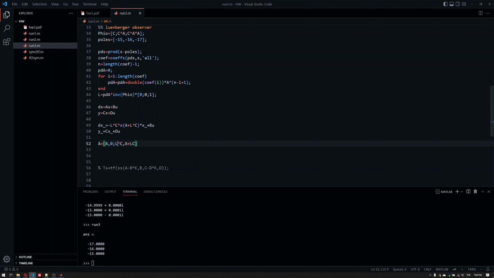I guess we messed up the negative signs here. It should be something like this: LC and A minus LC. And for B, we would get B for the first system and B for the second system, because they will take effect there.